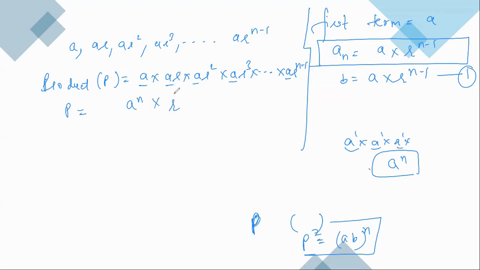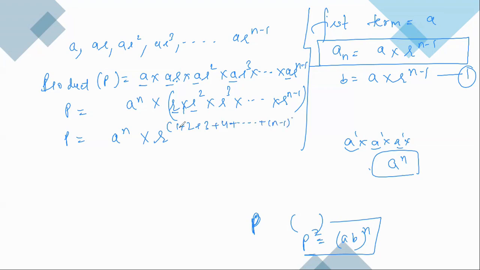Then we will talk about R. This R, then we have R square, then multiply R cube, then multiply dot dot dot R raised to the power n minus 1. Now the product is equal to A raised to the power n times R. Again, the bases are the same, so we apply the law of exponents again. When the bases are the same, the powers get added. So it will be 1 plus 2 plus 3 plus 4 plus dot dot dot n minus 1. Now you know that this is an AP.